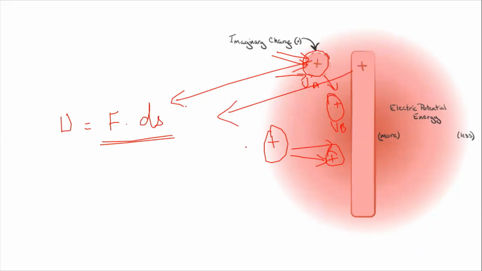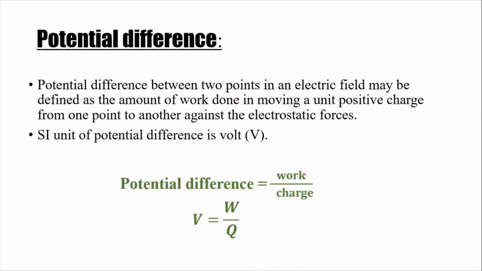So I'm applying a force and the test charge is displaced by a distance of ds or whatever it may be. So potential difference between 2 points in an electric field may be defined as the amount of work done in moving a unit positive charge, the test charge, from one point to another against the electrostatic forces. What is electrostatic force here? The force that is produced due to the field of the source charge.